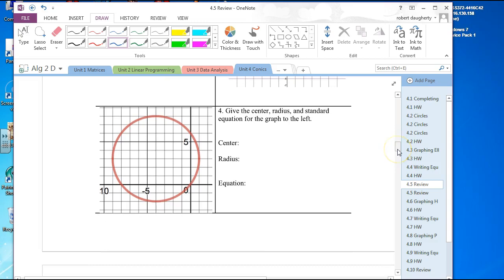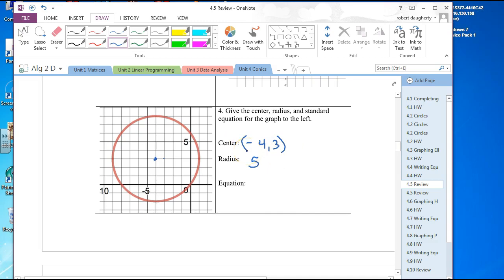Next problem. I give you a circle and you come back and tell me where the center is. So it looks like the center is right here. Double check. 1, 2, 3, 4, 5. 1, 2, 3, 4, 5. So I know the radius is 5. The center is negative 4, 3.